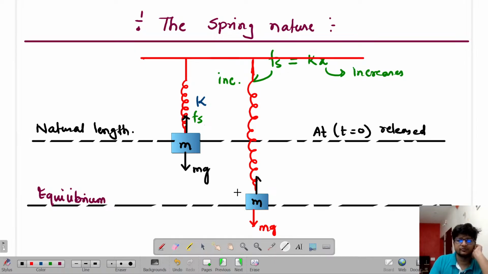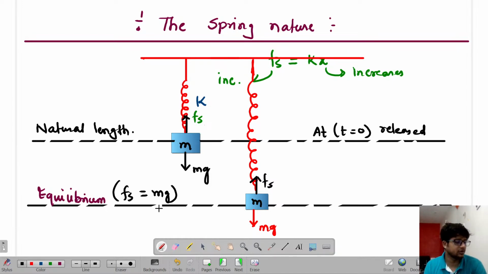So at equilibrium, we have learned that whatever the spring force, the upward force, is will be equal to which force? The downward force. So Fs becomes equal to mg. Here Fs is 0 at this moment of time. Here Fs is equal to mg, meaning the spring force is trying to increase. It means in this region you can see that the spring force is less than mg.